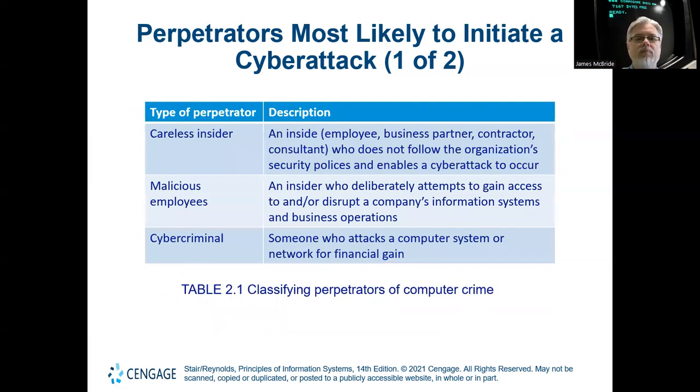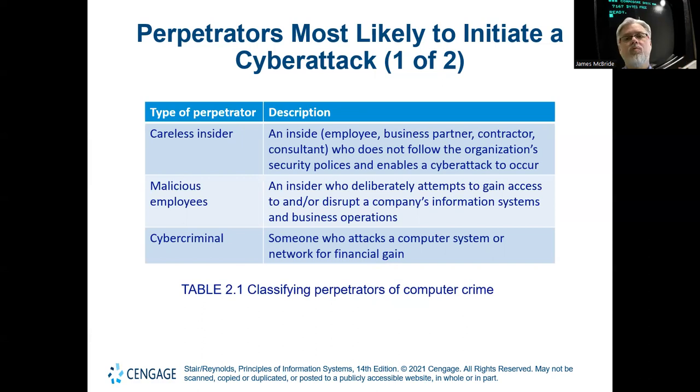So they talk about stuff going up, but I wanted to mention this. Who causes the problems? Number one, careless insider, meaning somebody who didn't intend to do anything but get their job done. Oops, I made a mistake. Second, malicious employees. So an insider who deliberately attacks.